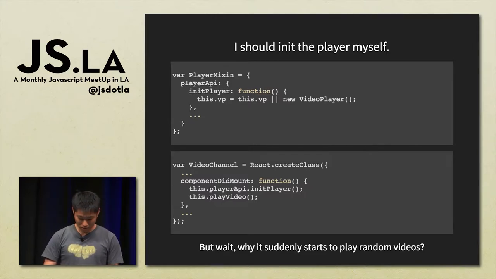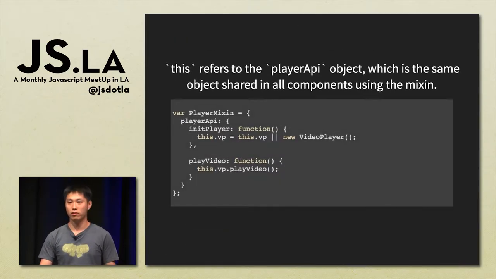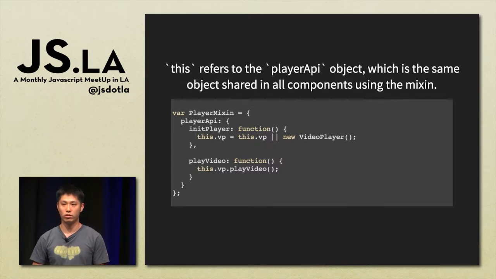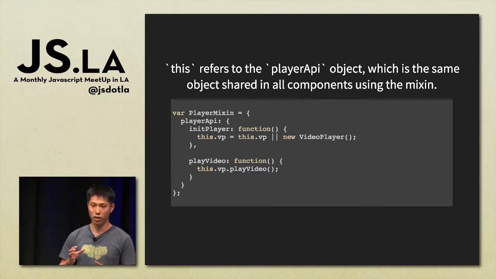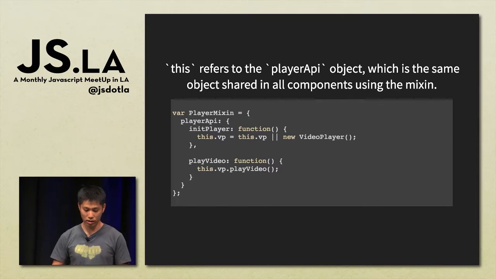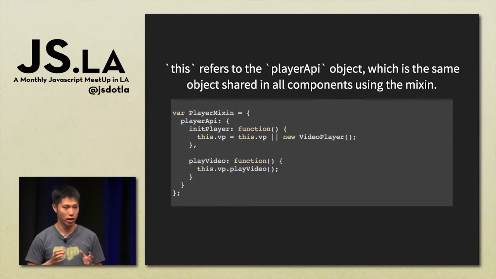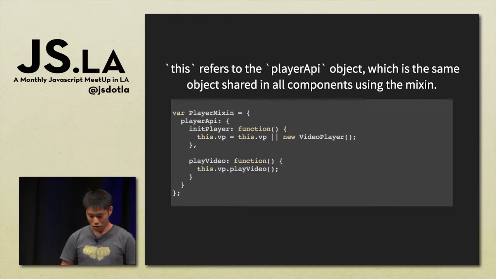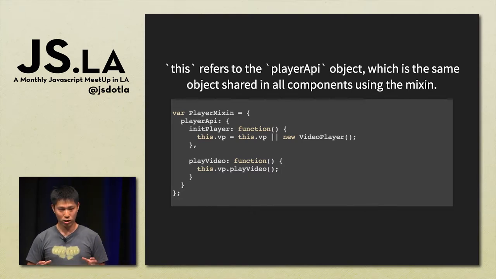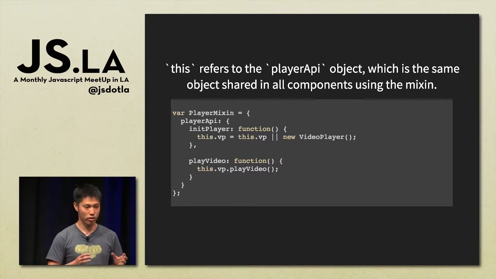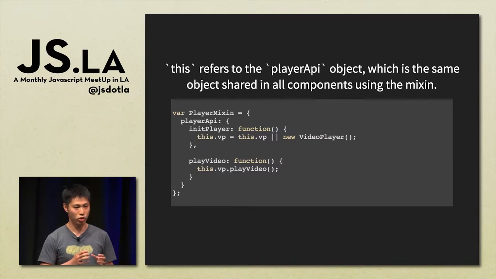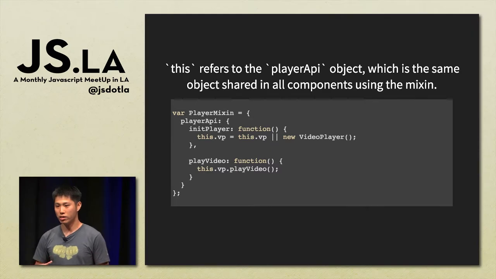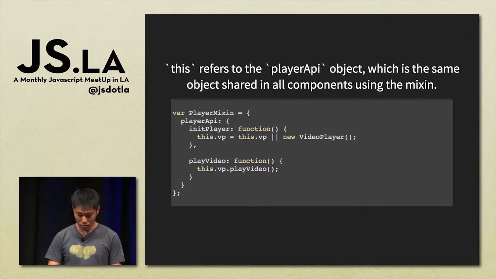Right? So what's wrong? It turns out in this code, when I call disk.vp, I was trying to save this video player object into the disk. The disk here is referring to the player API object, the namespace object. So when all the components use this mixin, they're actually sharing the same player API object. So they are sharing the same player instance here.